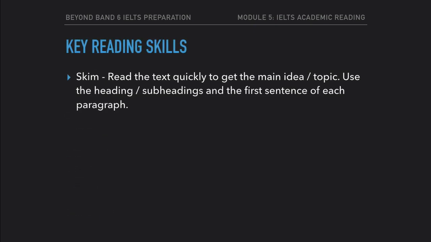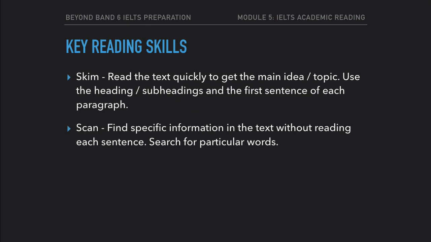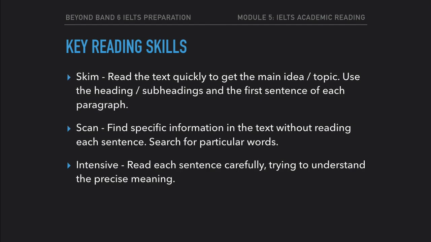There are 3 key reading skills you will need to develop in order to succeed at the IELTS academic reading test. The first is skimming. Skimming means reading the text quickly to get the main idea or topic of the text. Use the heading, subheadings, and the first sentence of each paragraph to help you do this. The next key reading skill is scanning. This is finding specific information in the text without reading each sentence, searching for particular words or synonyms. And the final key reading skill is intensive reading. This is what most people think of as reading, where you read each sentence carefully, trying to understand the precise meaning.